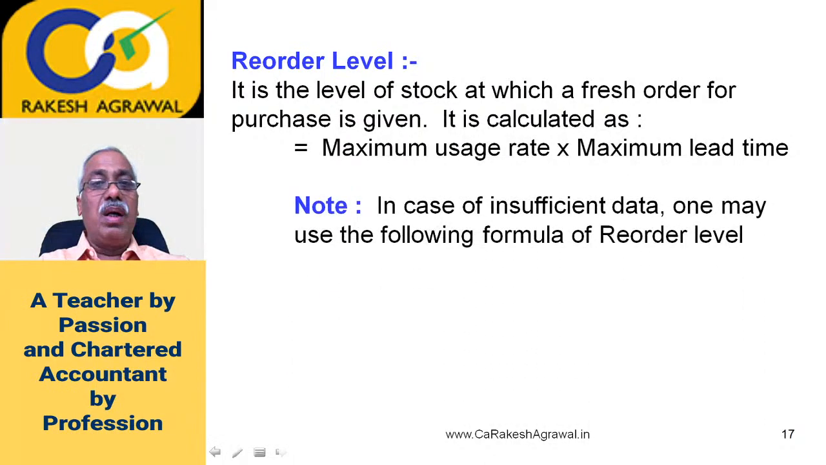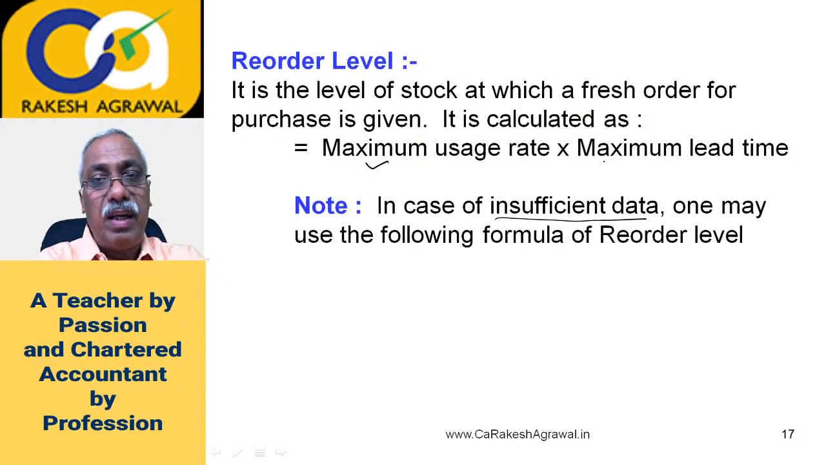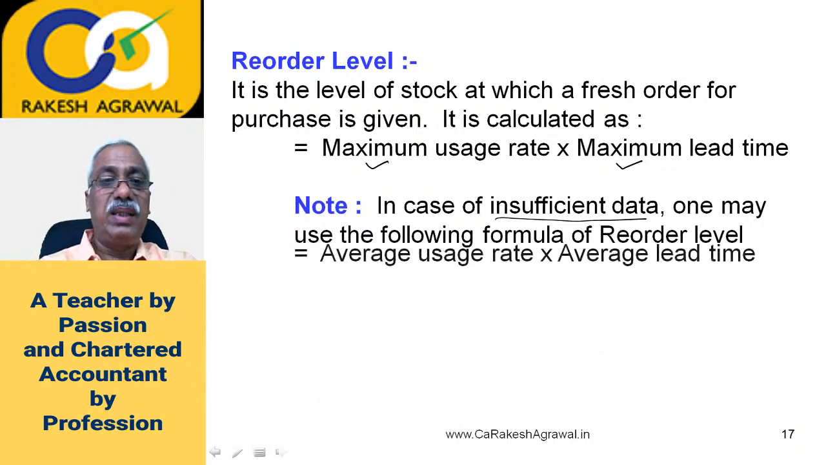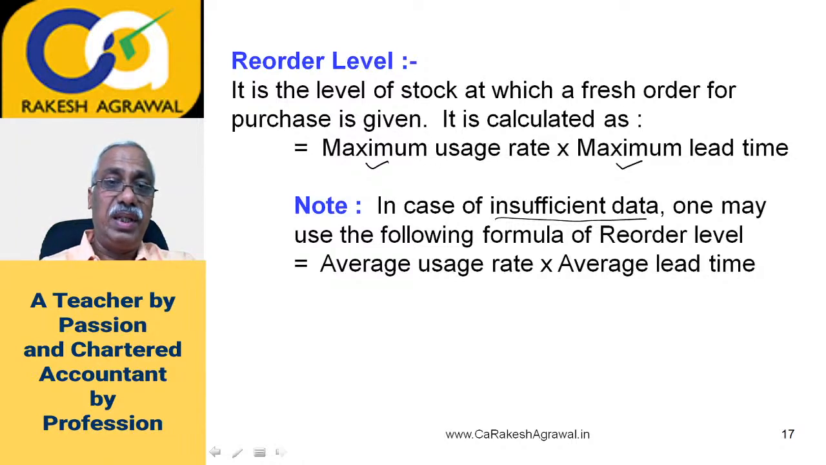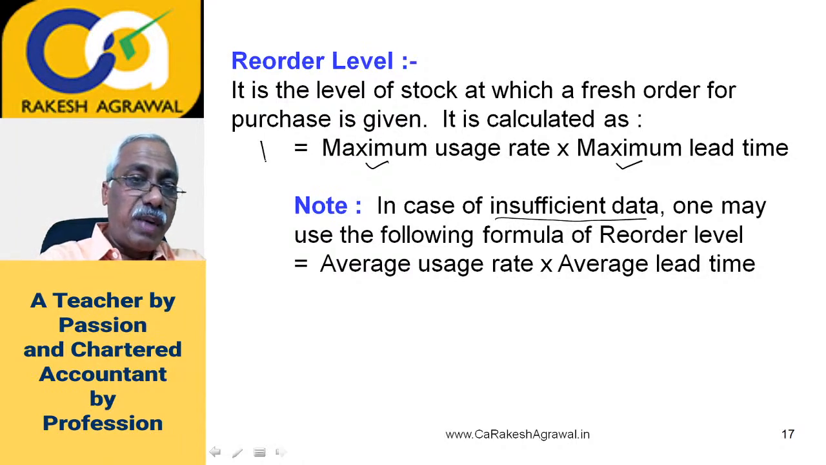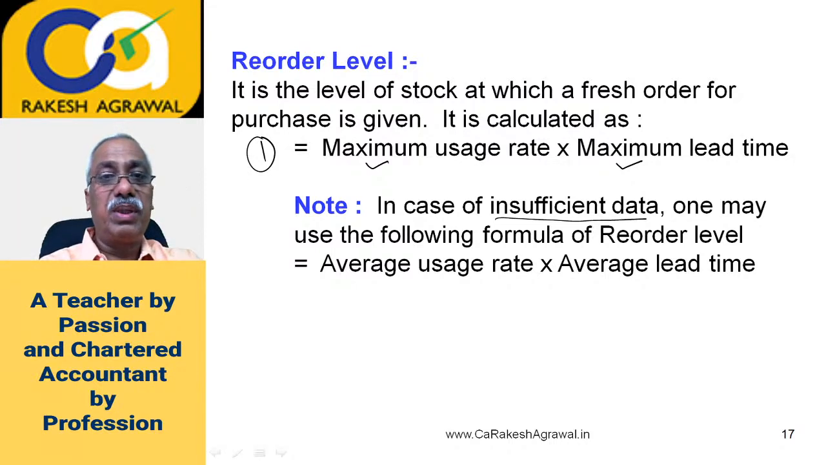In case of insufficient data, I've seen sometimes institutes don't give you the data of maximum usage rate and maximum lead time. If there is insufficient data, one may use the following formula for reorder level, and that is average usage rate into average lead time. But please remember, first priority always goes to maximum into maximum, because that is the best reorder level which will avoid your stock out. But if that information is not there in the question, then second best, you will use the formula average usage rate into average lead time.